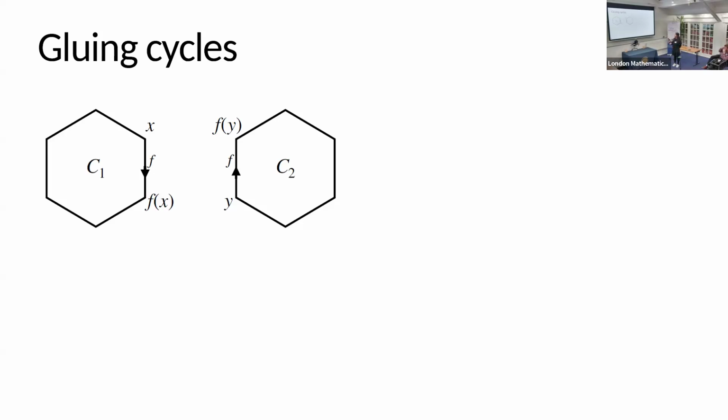So you have a vertex x in C1. If you apply function f, you will get to the endpoint of the edge x fx. And for C2, let's consider some vertex y. Again, if you apply function f, the next vertex will be fy. So you have this structure.